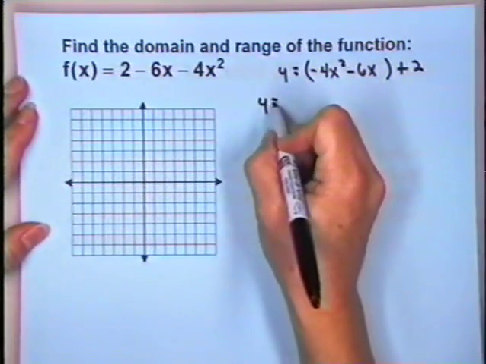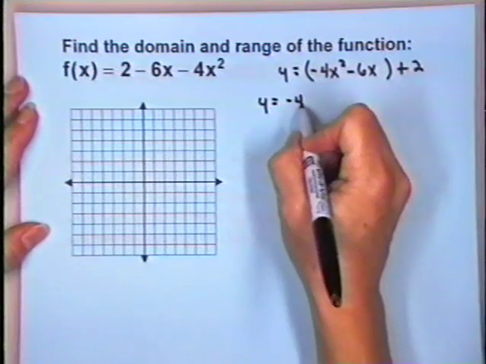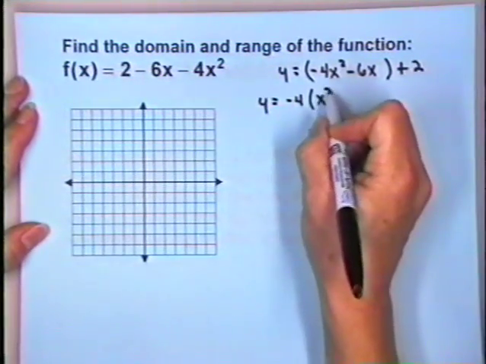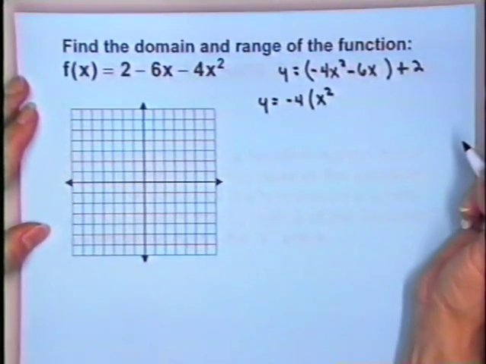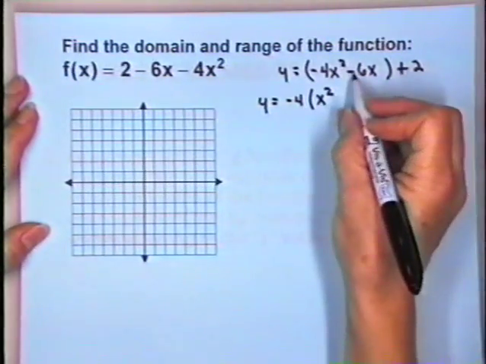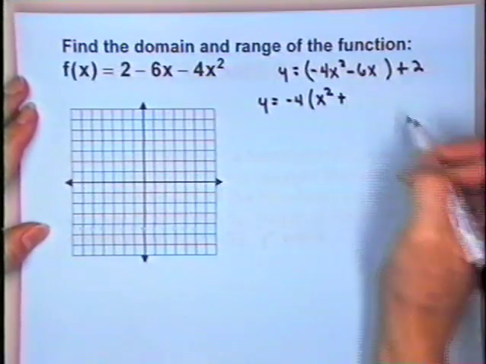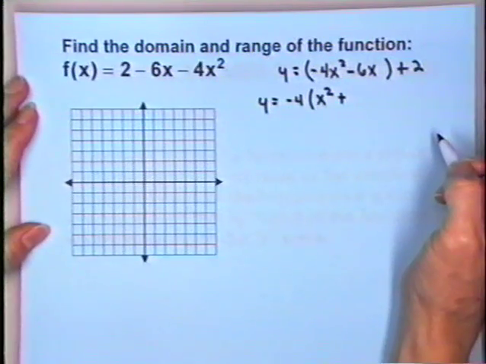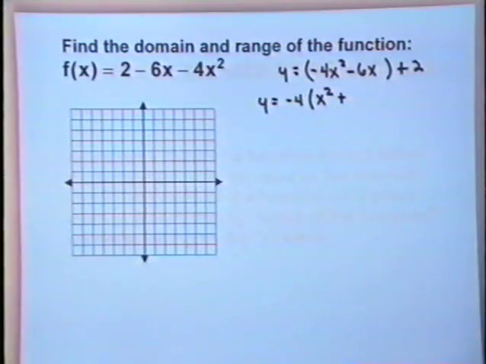Now remember, I need to get a 1 in front of x squared, so I'm going to need to factor out that negative 4. Okay? Now you may have to think about this a minute. If I factor a negative out of a negative, I get a positive. I know what that sign's going to be. How do you go about factoring a 4 out of a 6?